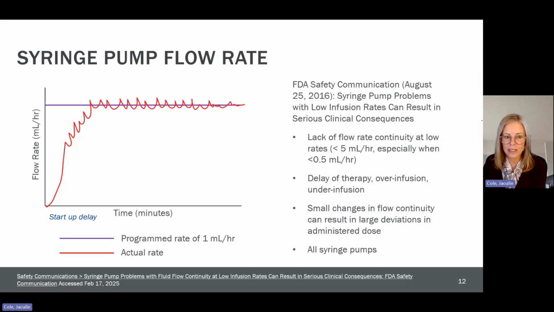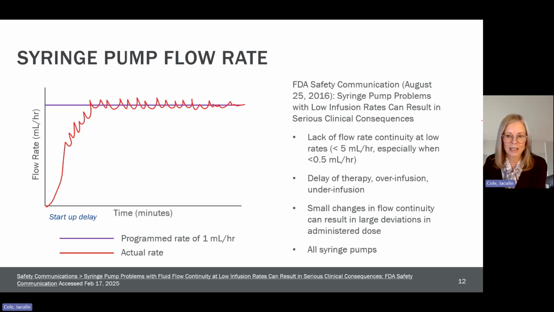How long that delay takes can be dependent on the rate. Lower rates are going to cause longer delays. The syringe size: larger syringes, especially at low rates, are going to cause longer delays. And whether or not the tubing has been primed using the pump's priming feature, whereas priming via the pump engages those gears quicker and results in more consistent flow quicker.